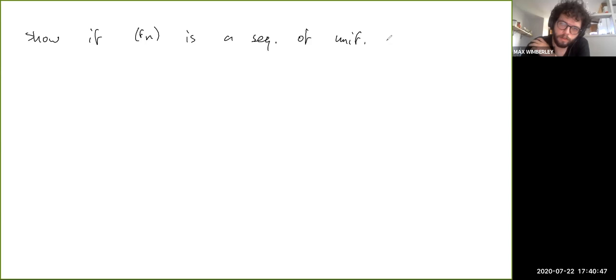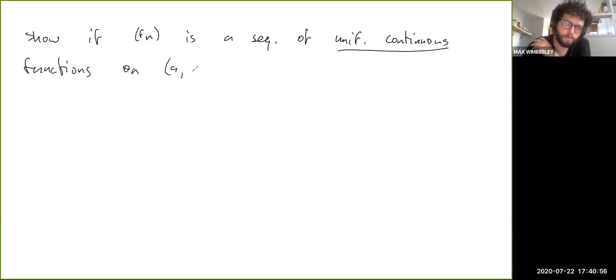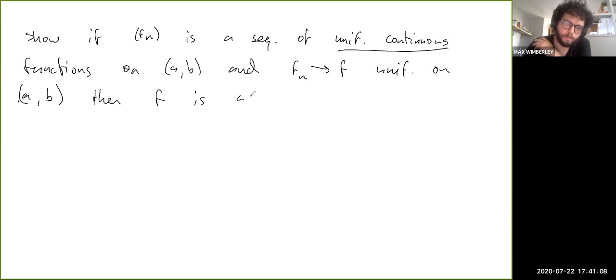Yeah, let's try this one. Show that if Fn is a sequence of uniformly continuous functions on AB, and Fn converges to F uniformly on AB, then F is also uniformly continuous on AB.